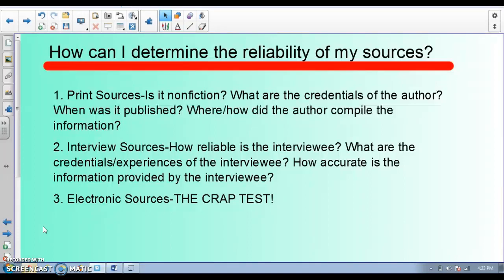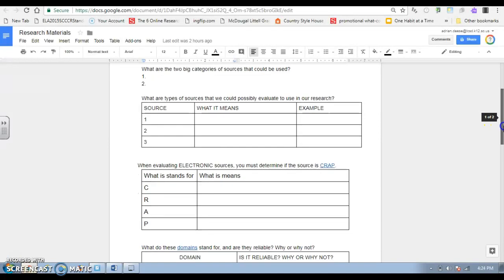and then the favorite one that we're going to talk about today is electronic sources, because yes, you have to go through what's called the CRAP test. Now, with the CRAP test, it is how you evaluate your electronic resources. And so this is actually an acronym. So we're going to write down what these things stand for and then what each of the letters mean. So not only what the word is, but then what the word means.